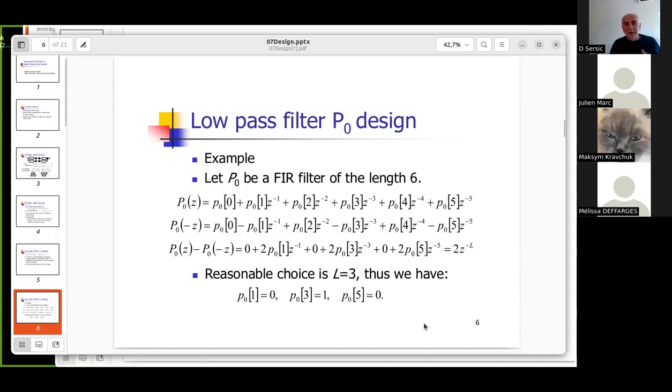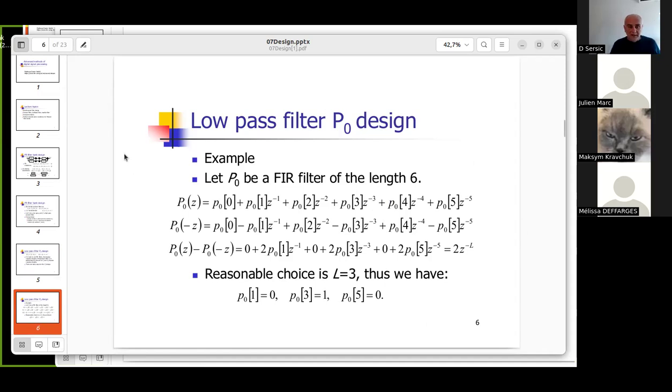We start from something that is pretty simple. So let our P0 filter be a low-pass filter. I mean, on this slide, you cannot see that it is a low-pass filter, but let it be. Let it be an FIR filter of the length 6.